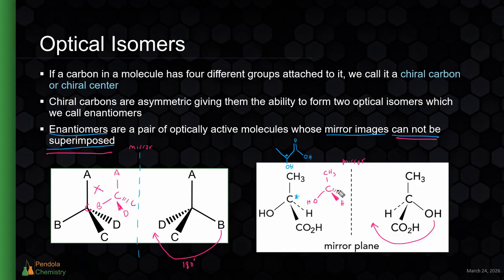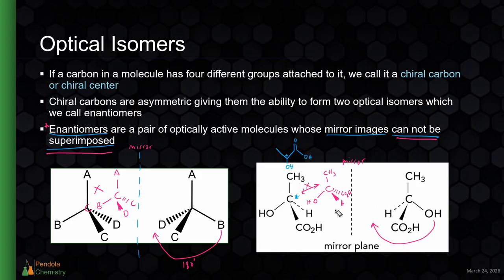And that CO2H ends up in the back. So these are non-superimposable. These two are not the same molecule because they cannot superimpose on each other. These are what we call optical isomers, or we say these are enantiomers of each other. That's what this word is.